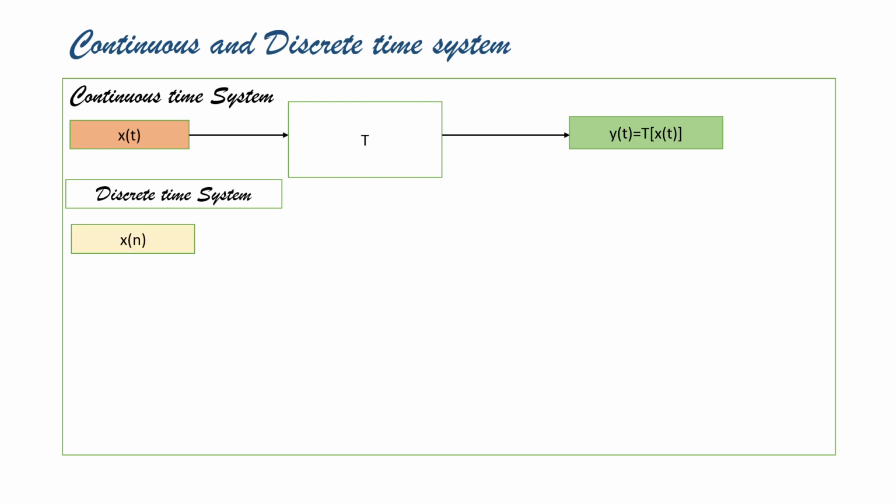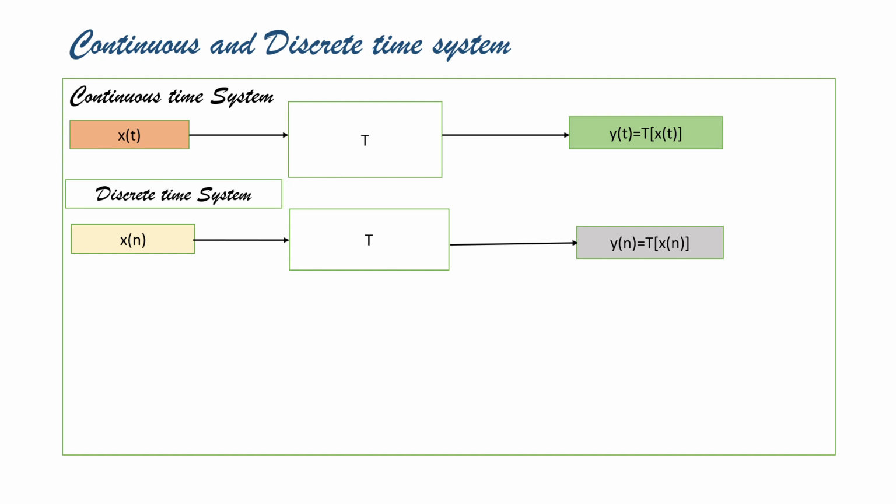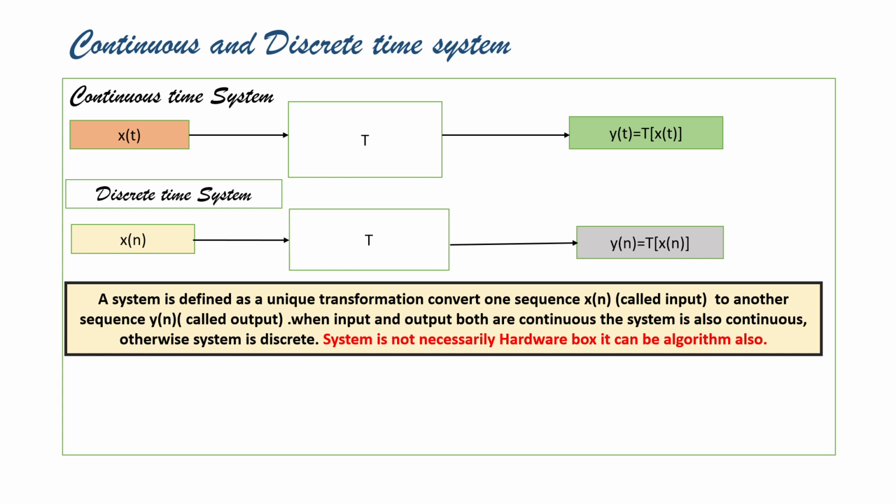Now in the discrete time system, if I feed x[n] into a particular black box where the transformation is going on, I get the output y[n]. y[n] is the transform of x[n]. Now I explain in detail. A system is defined as a unique transform that converts one sequence x[n], called input, to another sequence y[n], called output. When input and output both are continuous, the system is also continuous. Otherwise, the system is discrete. Means that when the input and output both are discrete, the system is discrete.